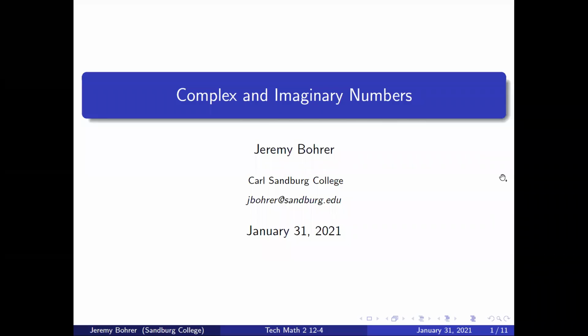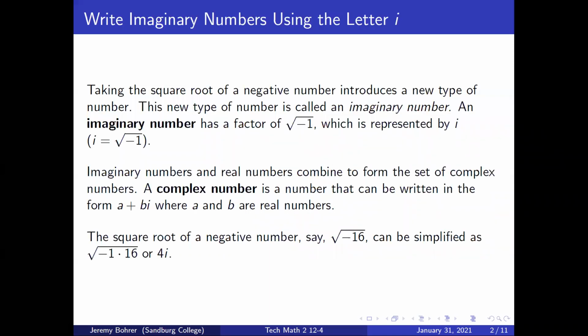In this video, we will discuss complex and imaginary numbers. Taking the square root of a negative number introduces a new type of number. This new type of number is called an imaginary number. An imaginary number has a factor of the square root of -1, which is represented by the letter i. Imaginary numbers and real numbers combine to form the set of complex numbers.